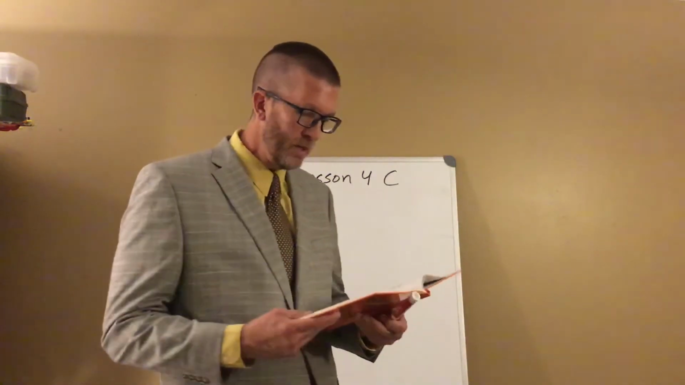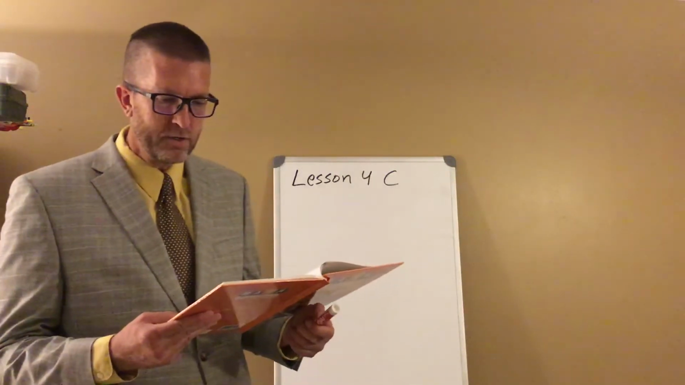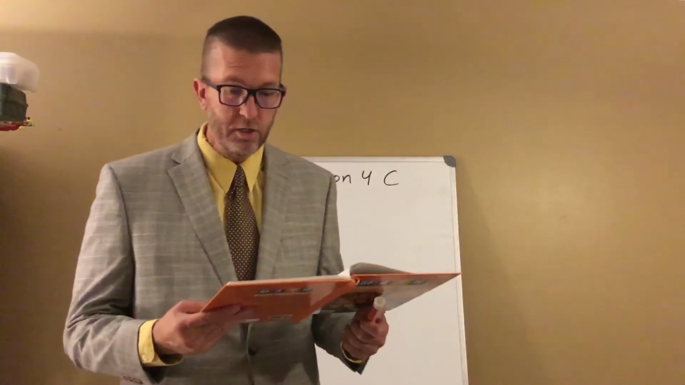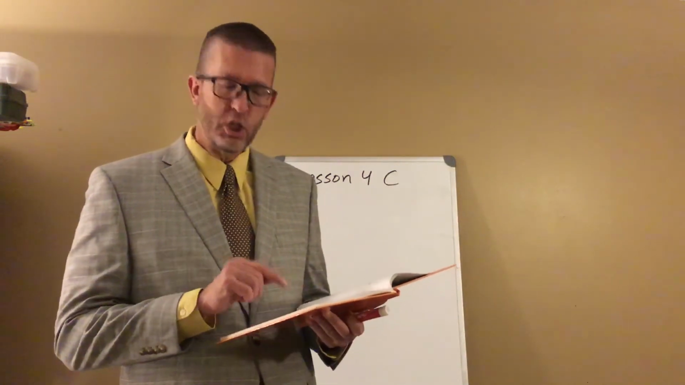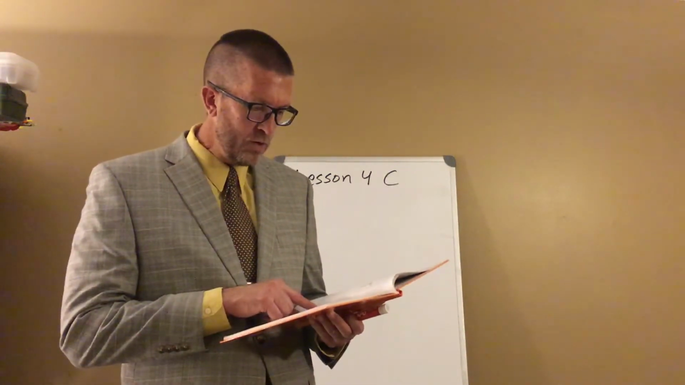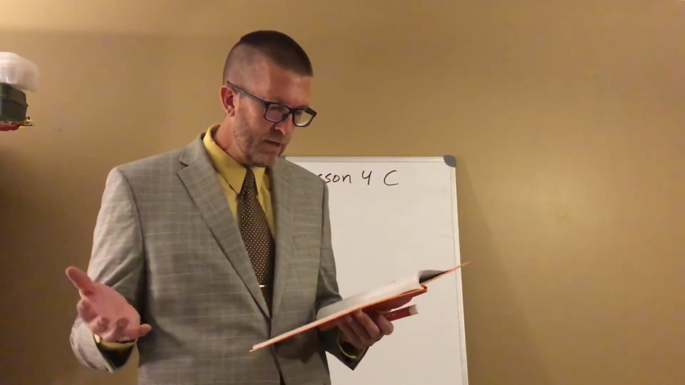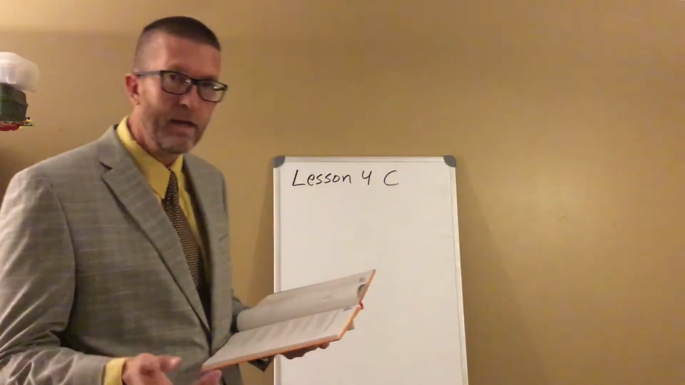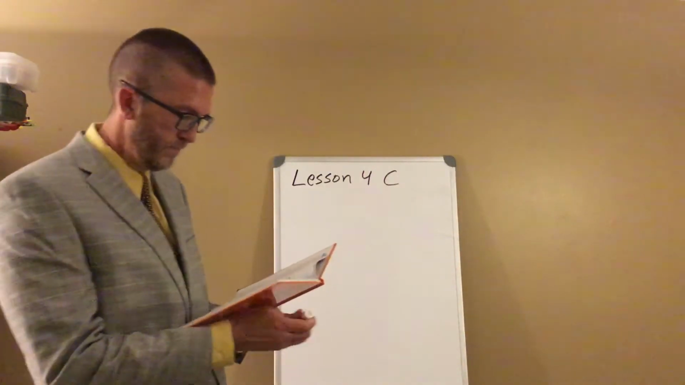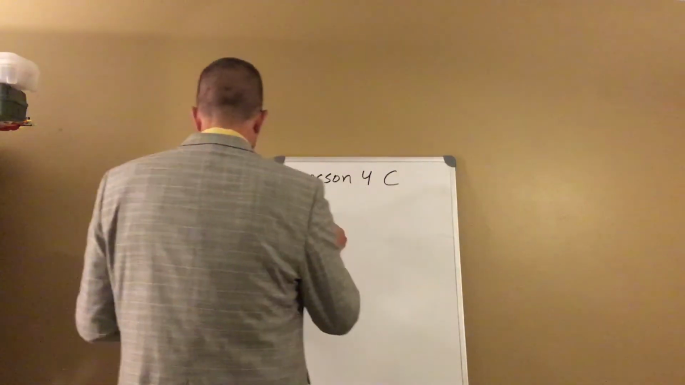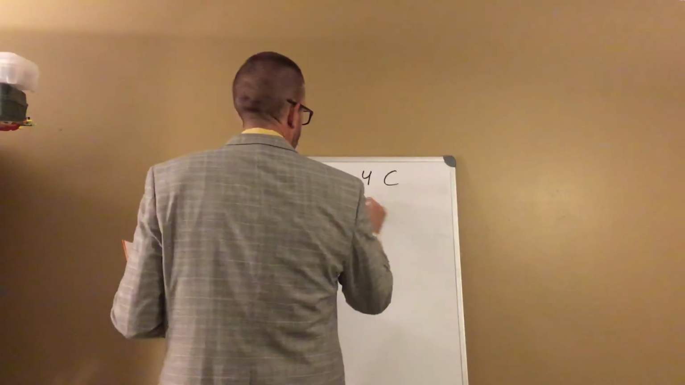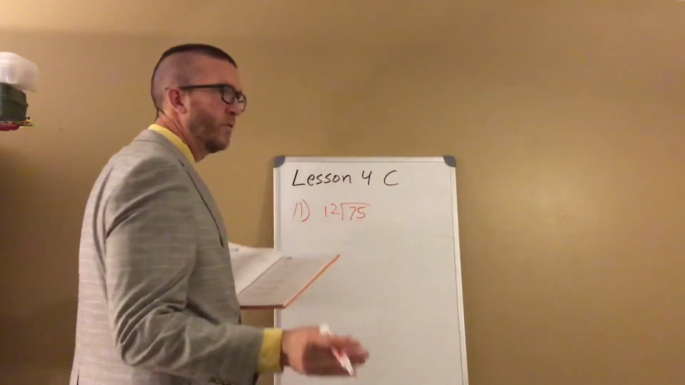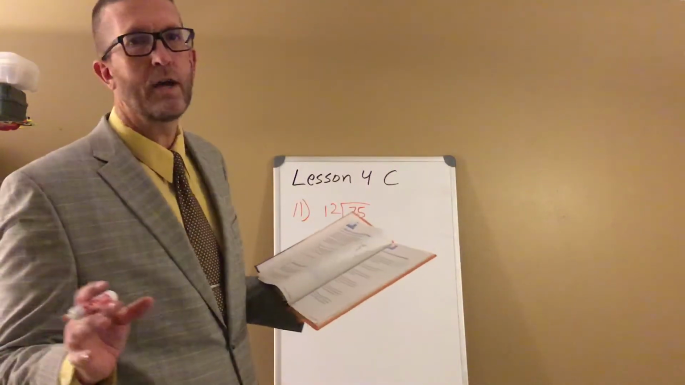Number 11. In volleyball, there are 12 players on the court, 6 on each side. If 75 people all want to play volleyball at the gym that has more than enough courts, how many of them must sit out at one time? So we have 75 people that have to be divided up by 12. 12 equals how many can be on the court at one time.